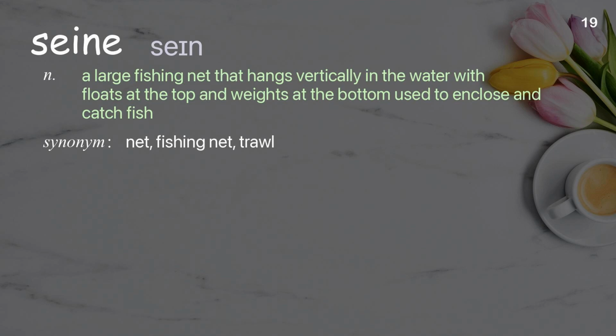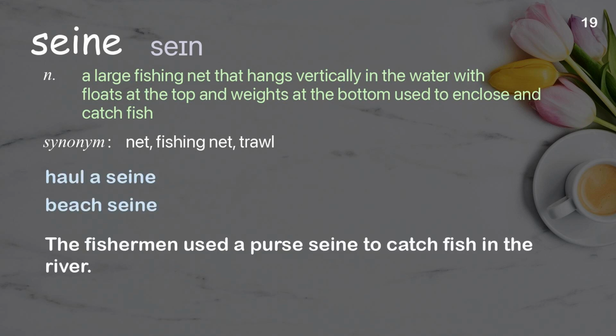Seine: a large fishing net that hangs vertically in the water with floats at the top and weights at the bottom used to enclose and catch fish. Examples: Haul a seine, beach seine. The fishermen used a purse seine to catch fish in the river.